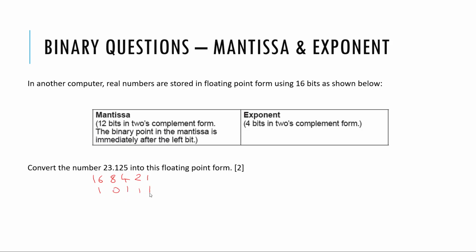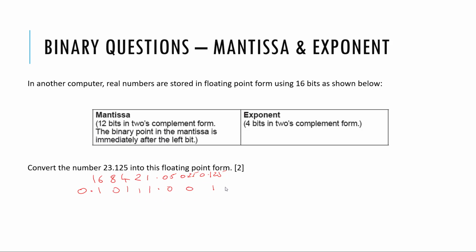That's 23.5, 0.25, 0.125. So I need none of those, one of those. So that's the smallest number of bits. Normalize that number. 1, 2, 3, 4, 5, 6, 7, 8, 9.